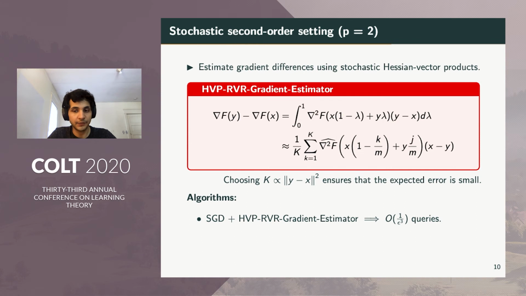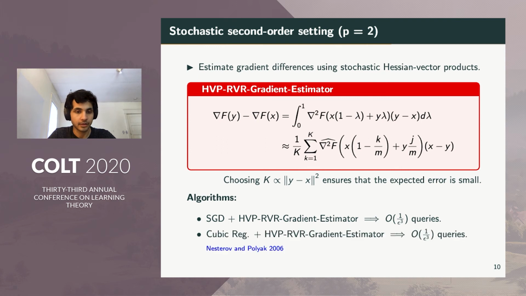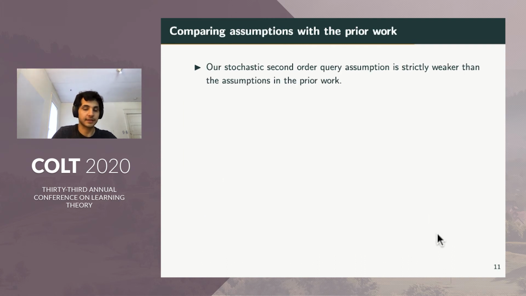Thus, using this idea of Hessian vector product-based gradient estimator with SGD, we get a rate of 1 by epsilon cube. This algorithm uses first order and Hessian vector product operations only, both of which are computationally feasible for many practical problems of interest. However, it needs the gradient to be Lipschitz. We also provide a cubic regularization-based algorithm that uses the full power of second order information and achieves a rate of 1 by epsilon cube without requiring gradient Lipschitzness.